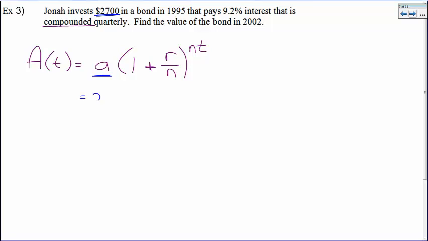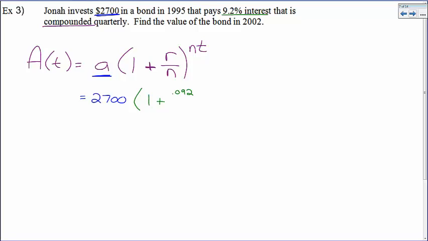The initial amount invested, A, is stated to be $2,700. The rate of interest is 9.2%, so I plug it into the formula for r in its decimal value. In other words, I'm going to substitute in for r 0.092.